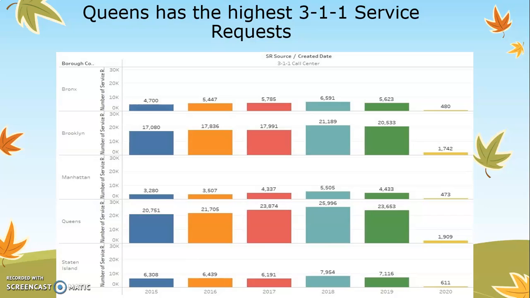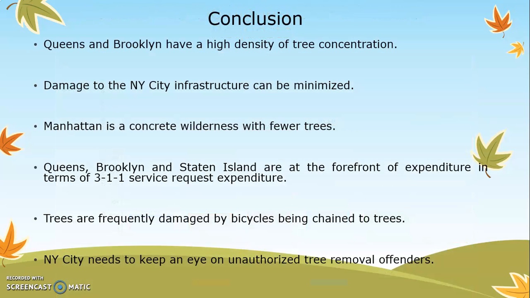Brooklyn has an average of 20,000 requests each year. The Bronx and Manhattan have an average of 4,000 to 5,000 service requests. These results display a huge gap of 311 service requests between different areas of New York City. These results will help New York City Parks and Recreation to plan a meticulous budget and also provide a heads up on the future cost and calls associated.